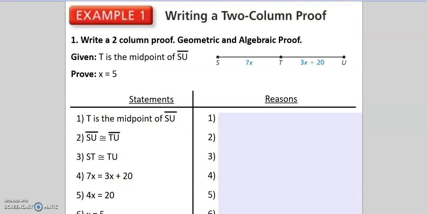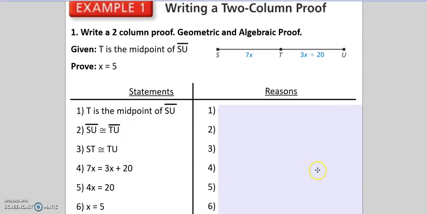Okay, what we want to do is write a 2-column proof. This mixes some geometry and algebra in this one proof, okay? Notice the statements are already completed. We just need to work on the reasons, okay? First, let's understand what information was given. So, given information is always the first thing, okay?